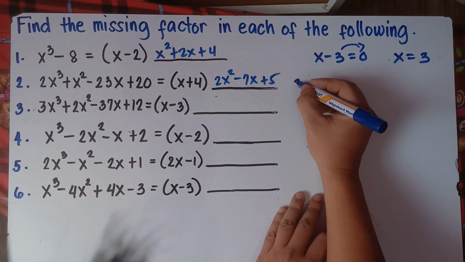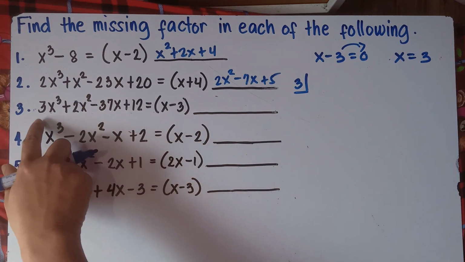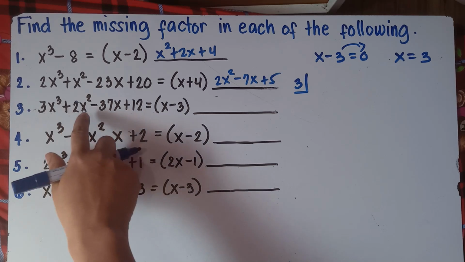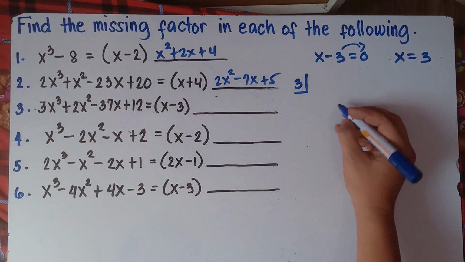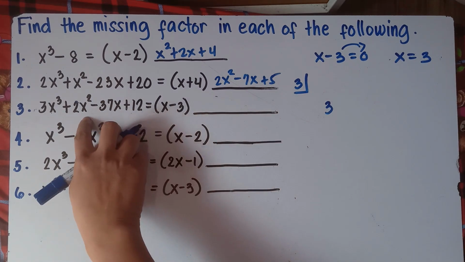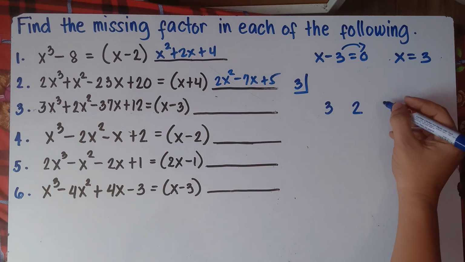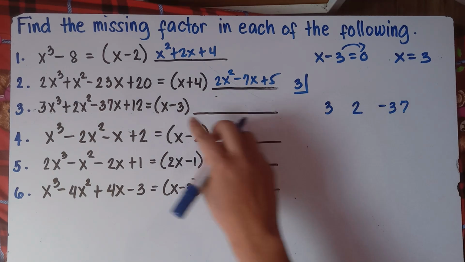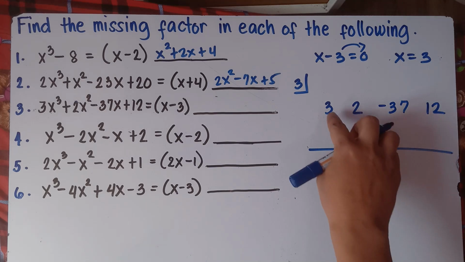Alright, so we will be using 3. You put a little corner. Then you write down the numerical coefficient of x cubed, x squared, x, and the number. So for x cubed, we have 3. Then for x squared, we have 2. For x, we have negative 37. Then for the constant, we have 12. You put a horizontal line. Then you bring down 3.